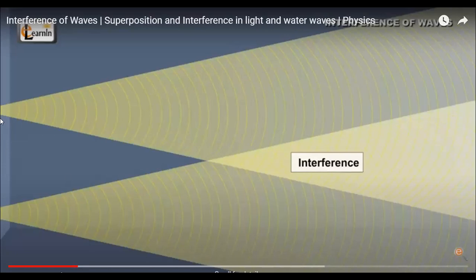So these are the waves generating from two different sources. You see, these waves are traveling in one direction, and these waves are traveling in almost the same direction. When they are traveling simultaneously in one direction, at one point these waves tend to superpose with each other, which results in interference. This is the interference region.